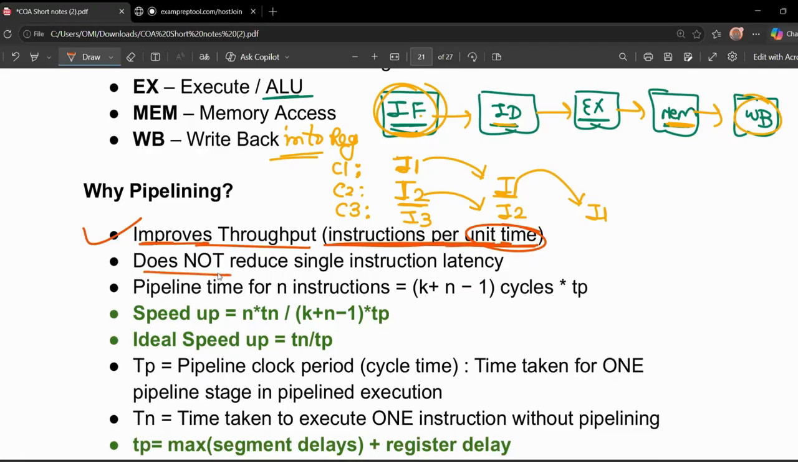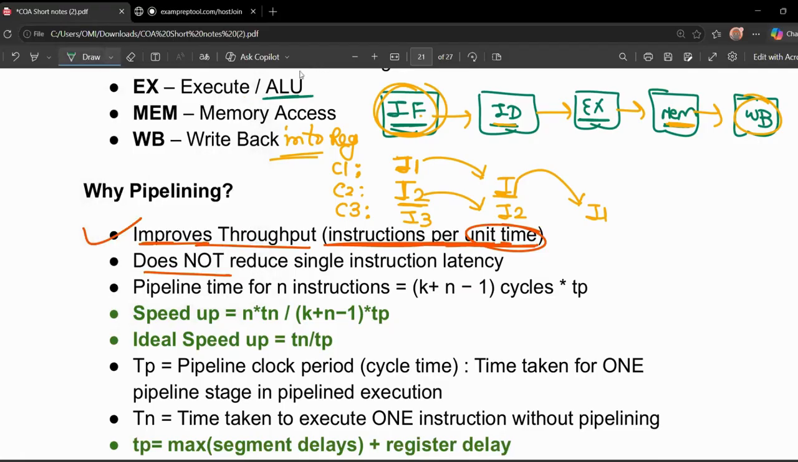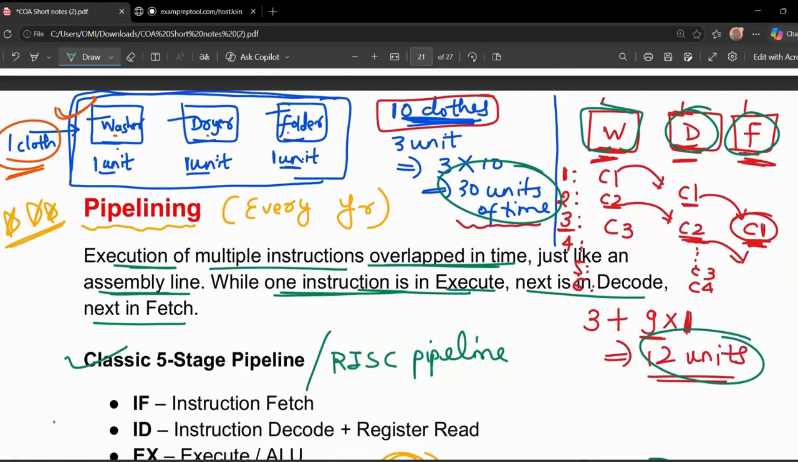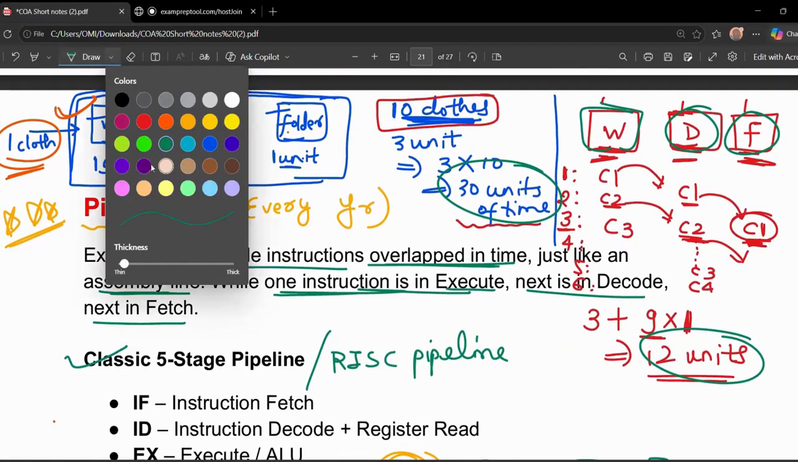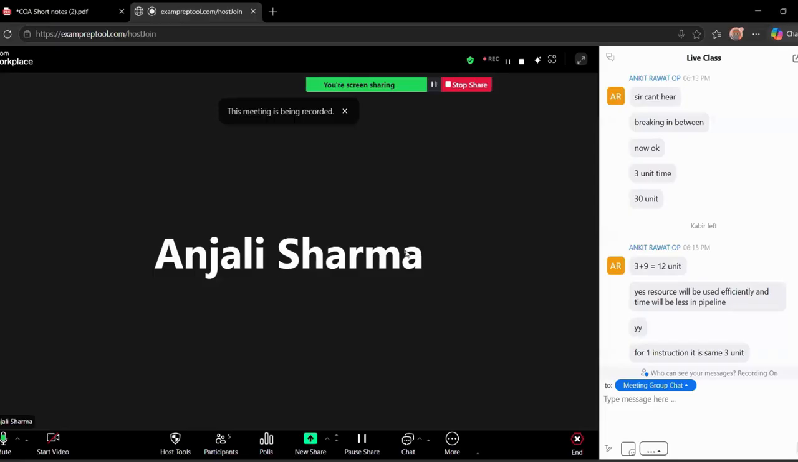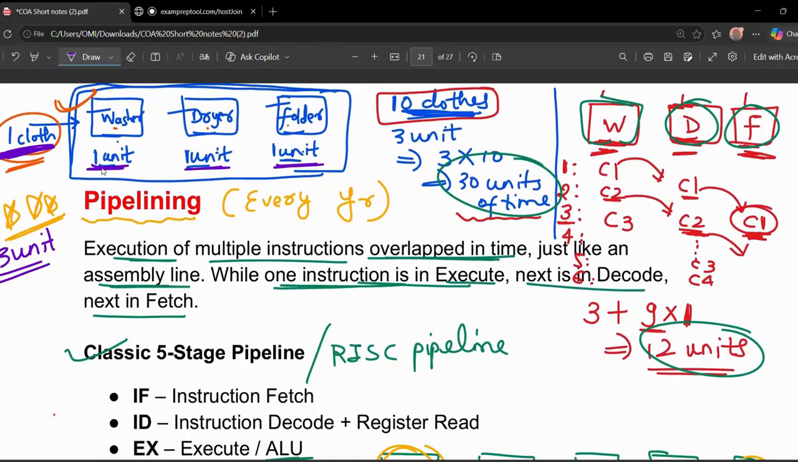Now the next point is, it does not reduce single instruction latency, right? Why doesn't it improve? If you look carefully here, if we have this case, one first cloth is taking 3 units of time, like 1 unit for here, 1 unit for here, and 1 unit for here. Let's say you have only one single instruction. So one instruction is using 1 unit, 1 unit, and 1 unit. So that is in total 3 units.